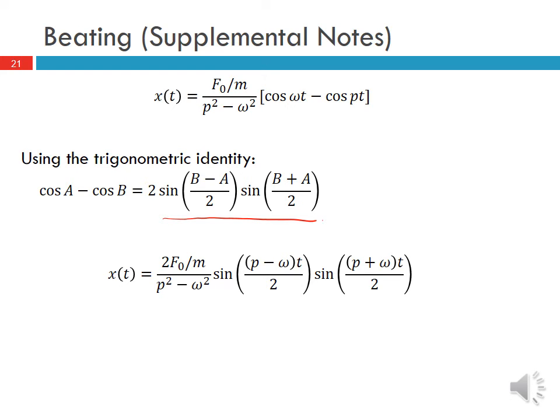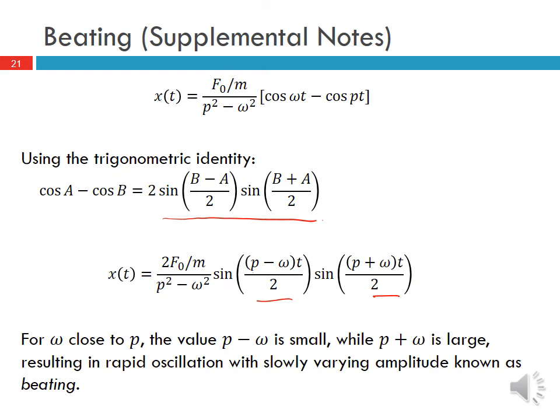Let's do that with our response here. Now you see we've got sine of (p minus omega) t over 2 and sine of (p plus omega) over 2 times t. If omega is close to p, then the value of p minus omega is small, while the value of p plus omega is large. This results in rapid oscillation with slowly varying amplitude, which is known as beating.